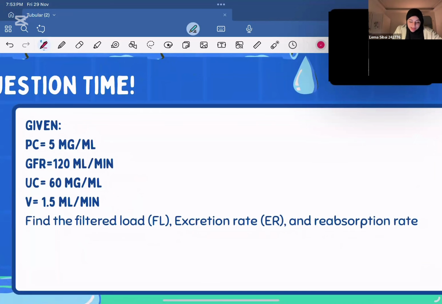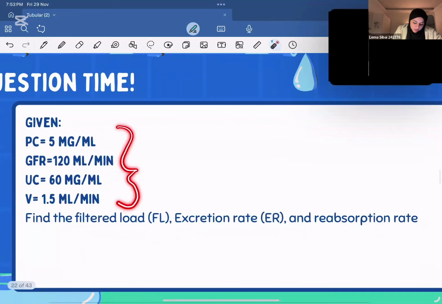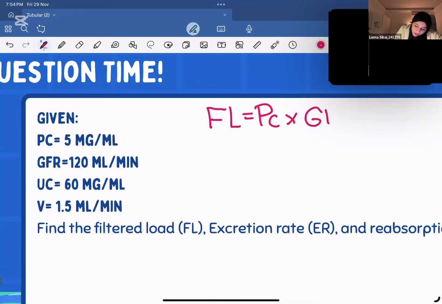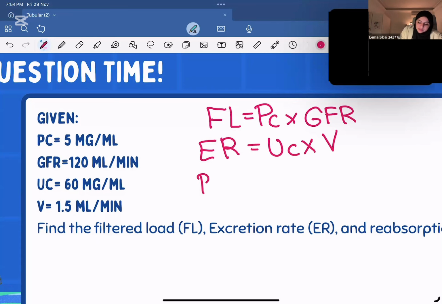Okay, so she gave us all of these values, first of all. And she wanted us to find the filtered load, the excretion rate, and the reabsorption rate. What you can get from this question is that she just wants you to understand that some substances have a rate of reabsorption. So how do you find filtered load? Filtered load is equal to plasma concentration times GFR. Excretion rate is equal to urine concentration times urine flow, so V. And reabsorption rate is equal to FL, which is filtered load, minus excretion rate.